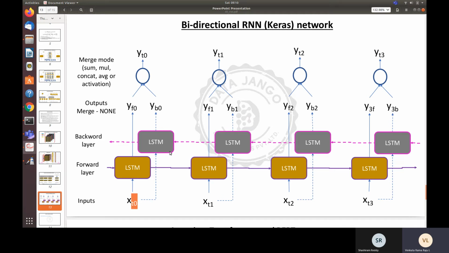It is like reading the text from left to right and right to left, and combining both to produce something. This combination can be a sum, a multiplication, an average, or an activation function. It depends. Whichever works, we will do that.